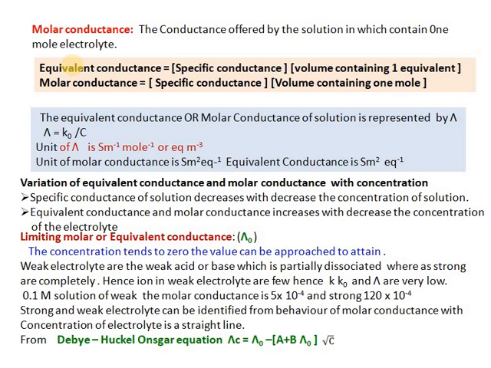Next point, which is very important to us. On the other hand, as the concentration decreases, the volume that contains 1 mole or 1 equivalent of the electrolyte increases, right? With the increase in volume the specific conductance of the solution decreases, and therefore the equivalent conductance and molar conductance increase with the decrease of the concentration of the electrolyte. This is a very important point.